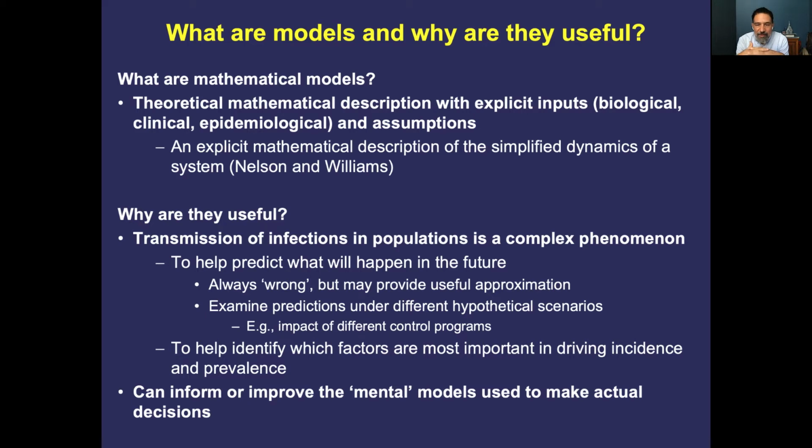But this can be a very subjective exercise and might not fully account for the complex interrelationships that might exist between the infection and all the spread that can happen in human populations. So mathematical models can help improve, or at least inform, the mental models that we use to make actual decisions about what to do in the real world.